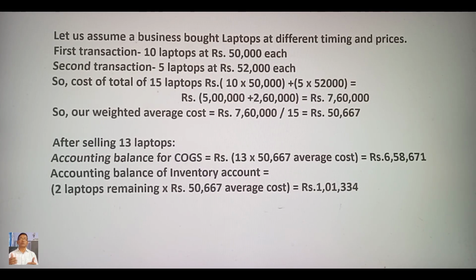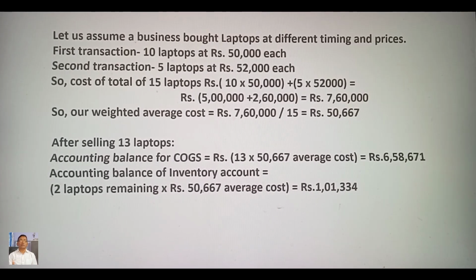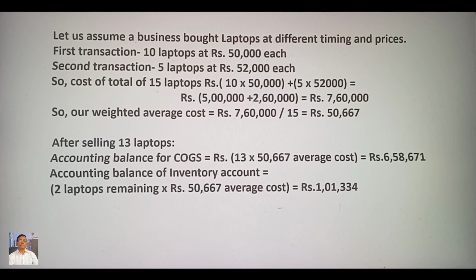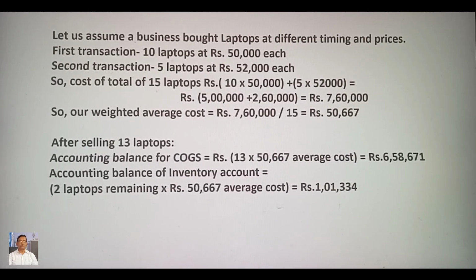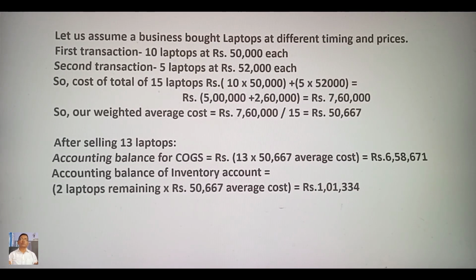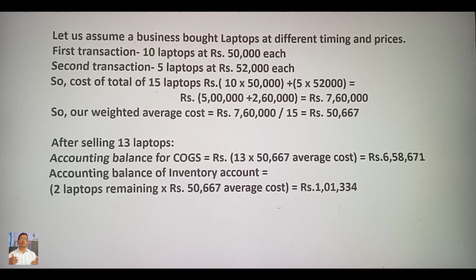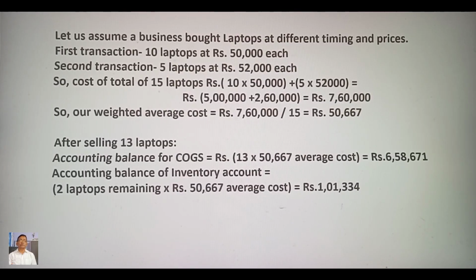is equal to rupees 50,667. After selling 13 laptops, accounting balance for COGS, cost of goods sold, is equal to rupees 13 into 50,667 average cost is equal to rupees 6,58,671. Accounting balance of inventory account is equal to 2 laptops remaining into rupees 50,667 average cost is equal to rupees 1,01,334.